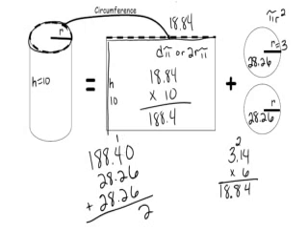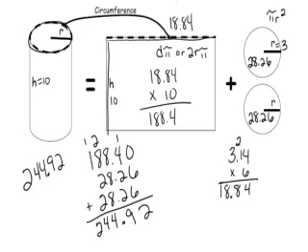6 and 6 is 12. 4, 5, 6, 7, 8, 9. Bring the decimal down. 8 and 8 is 16. Plus 8 more is 24. Let's see, there's 10. 8 and 2 is 10. 11, 12, 13, 14. So 244.92. Because I didn't have a unit here, I'm just going to use the word units.